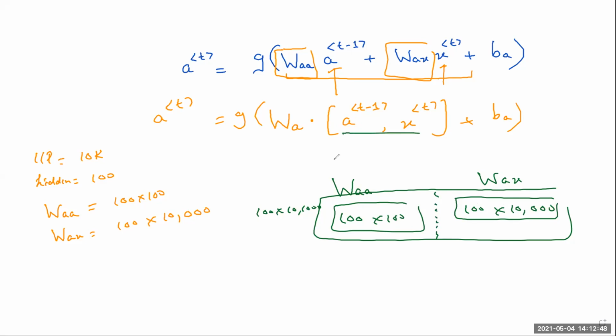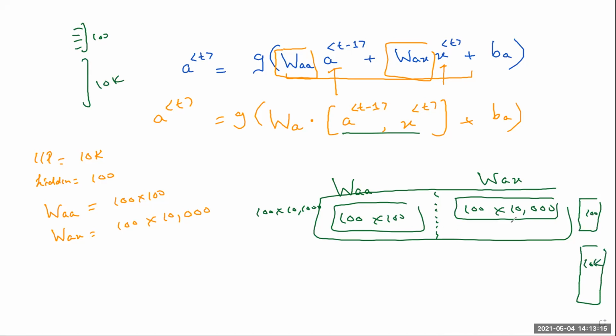Similarly, A is basically the output of the hidden layer. Since you have 100 neurons, you have 100 values like this. And X is your input, which is 10,000 values. So we have concatenated them, and we have a big vector in which you have 100 values here, and then you have 10,000 values here. So this is 100 and this is 10,000.